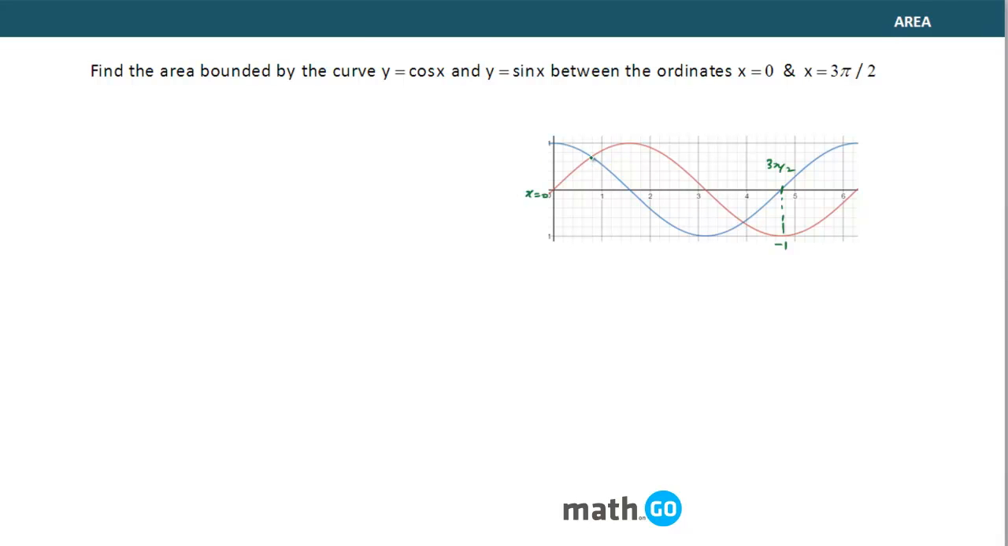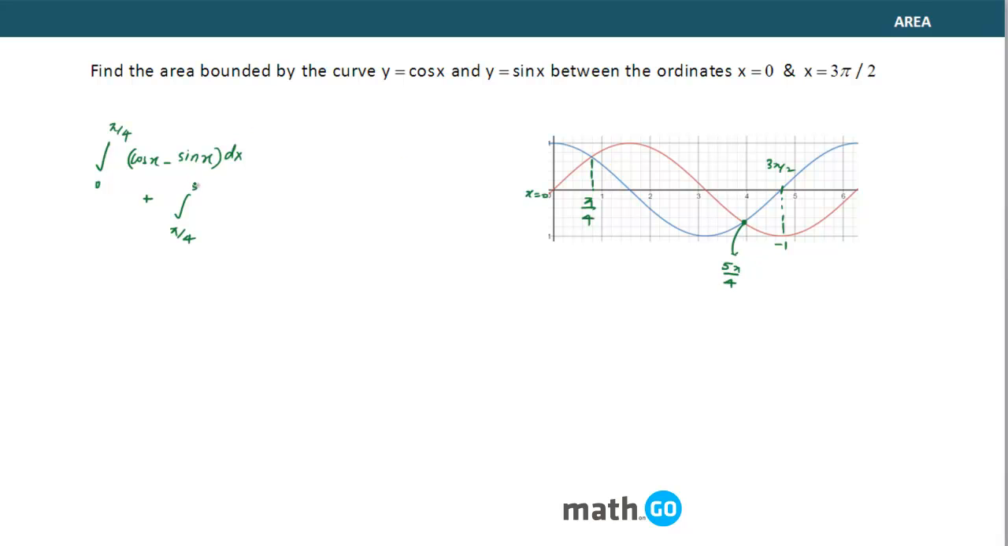If you see, their first point of intersection is pi by 4, and which is the upper curve here? The upper curve is the blue line. So first of all, from 0 to pi by 4, you will do cos x minus sin x dx, because the upper curve is nothing but cos x, right? Then let's move forward to the next point of intersection. Can you tell me what this point would be? Yes, it will be 5 pi by 4, that is pi plus pi by 4, right?